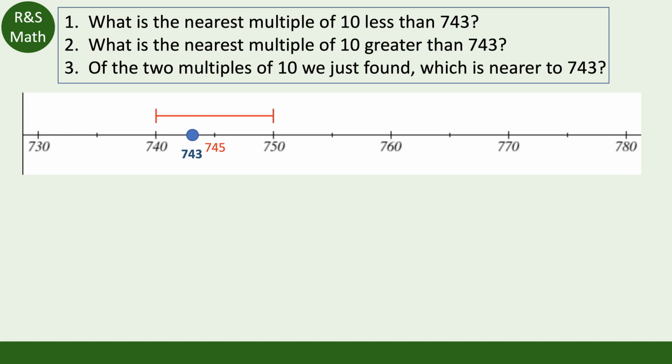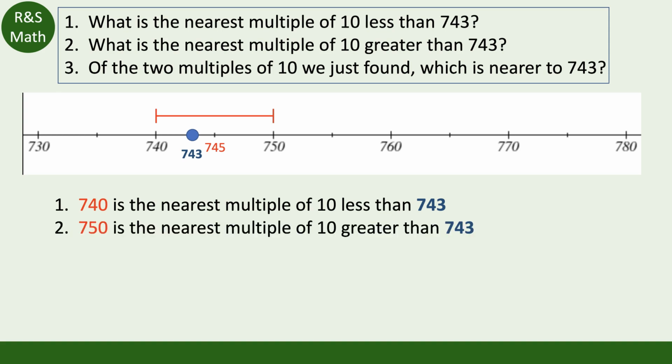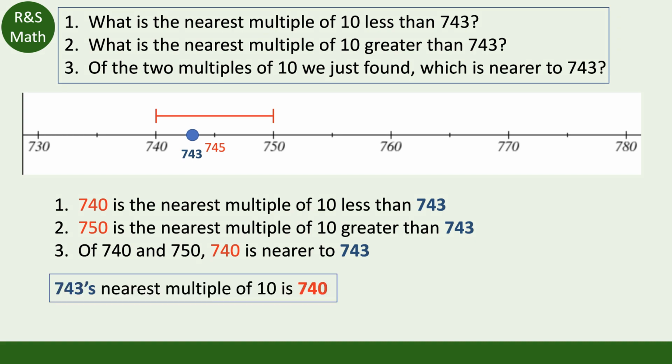So the answer to the first question is 740 is the nearest multiple of 10 less than 743. The answer to the second question is 750 is the nearest multiple of 10 greater than 743. And the answer to the third question is, of the two multiples of 10 that 743 is nearest to, 740 is the one nearer to 743. We say 743's nearest multiple of 10 is 740.